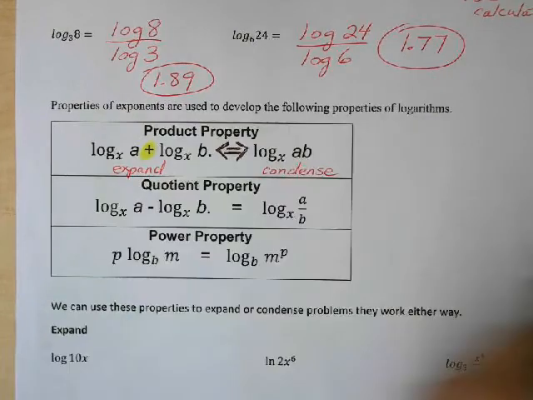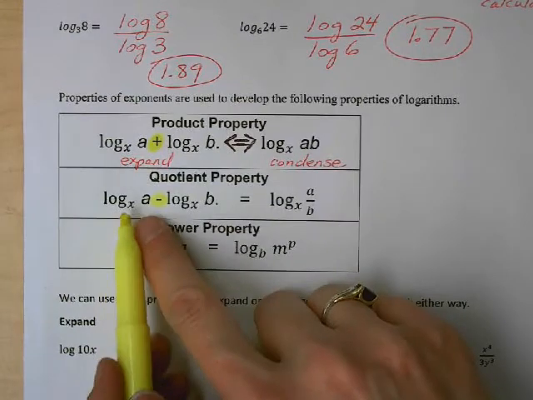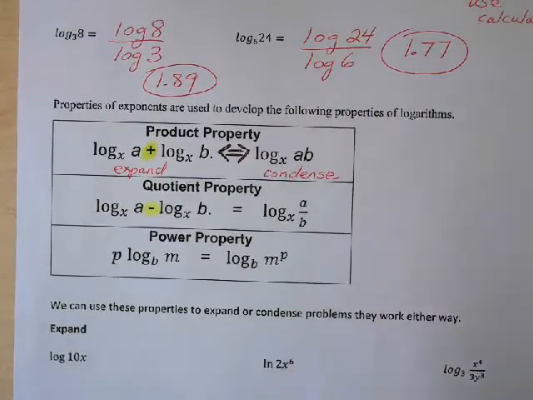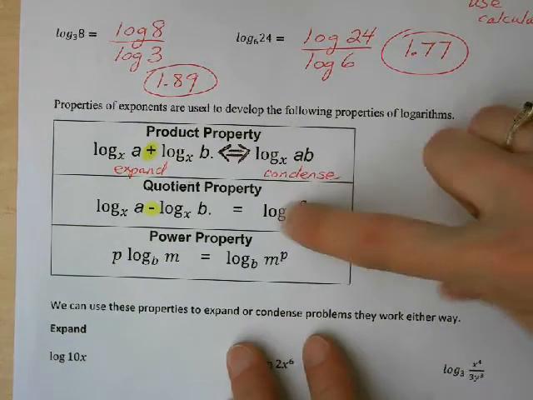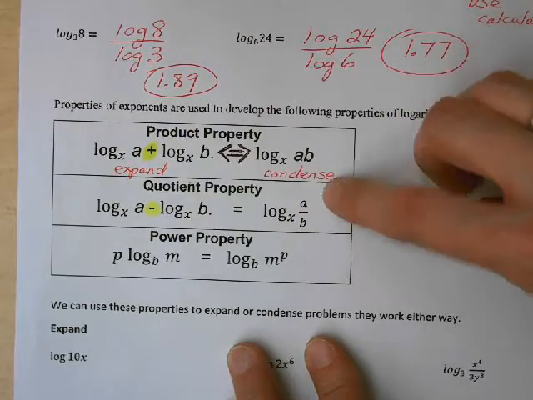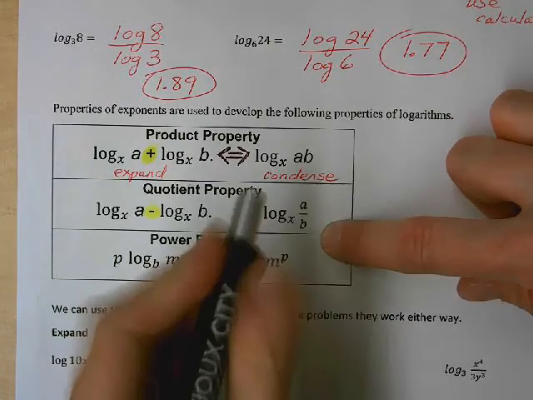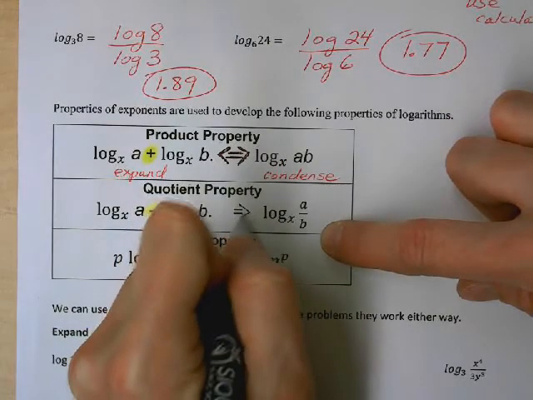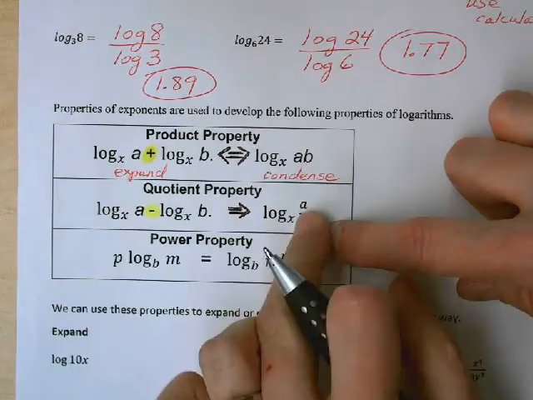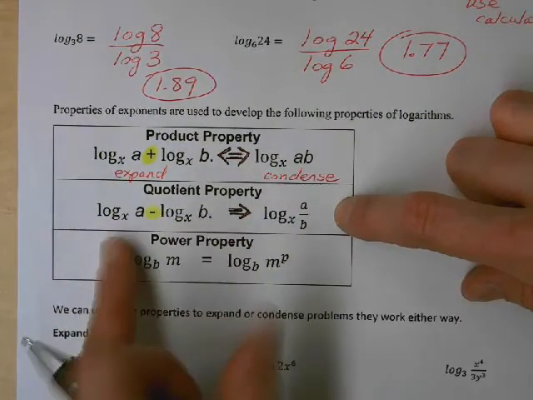Same thing here. This one has a subtraction. This logarithm base x of a minus logarithm base x of b equals logarithm base x of a divided by b. See how a minus is now a dividing over here? And again, this can go either way. So I like to make this equal sign like an arrow. I could change it from this way to this way, or I could change it from a fraction problem like this into a subtraction problem.